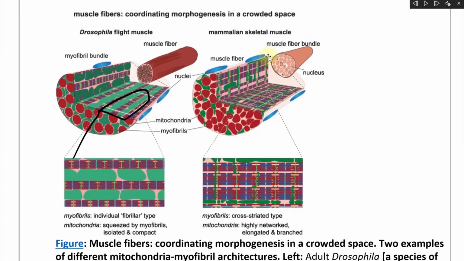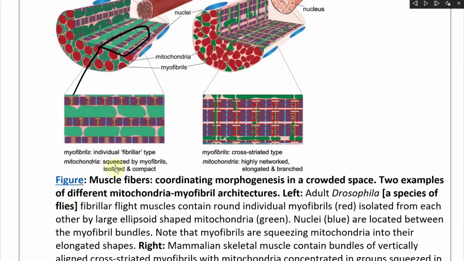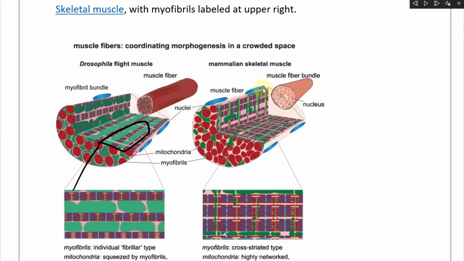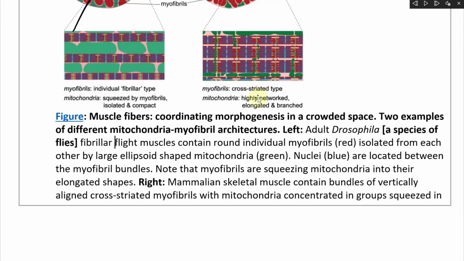And then versus the mammalian skeletal muscle, we'll get that in a bit. So mitochondria squeezed by myofibrils, isolated and compact. So isolated, compact, and squeezed over there. And then if you look at the mammalian skeletal muscle, we'll go over that here.